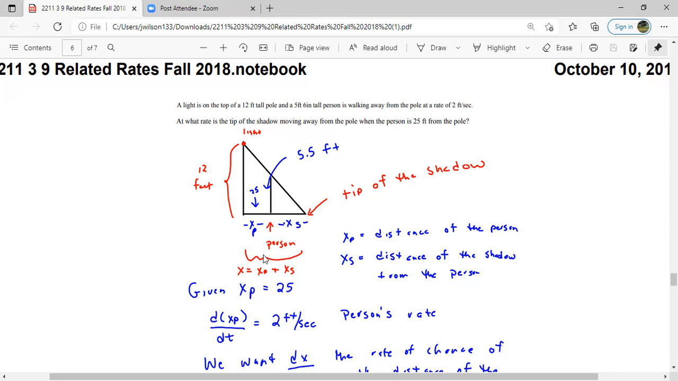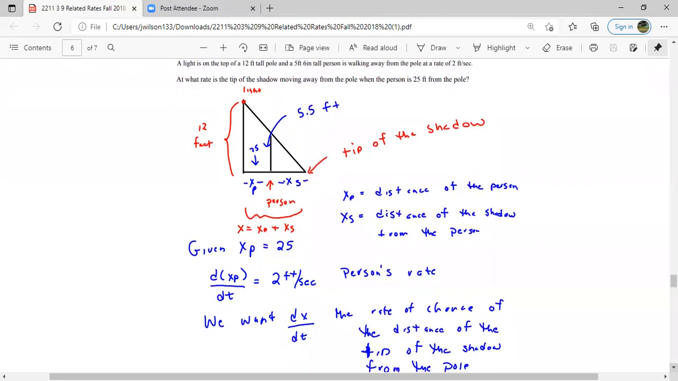Now we know that he or she is 25 feet from the pole. So we know that XP is 25. We also know the rate of change, the speed that he's walking, so that means the rate of change of the distance with respect to time is 2 feet per second. That was given right up here. That's the person's rate. And we want to know what is the rate of change of the shadow moving.